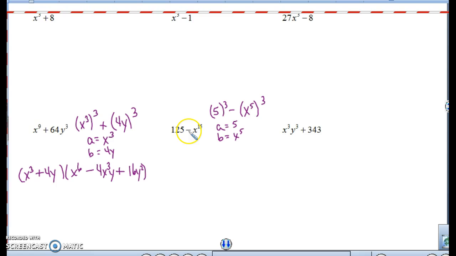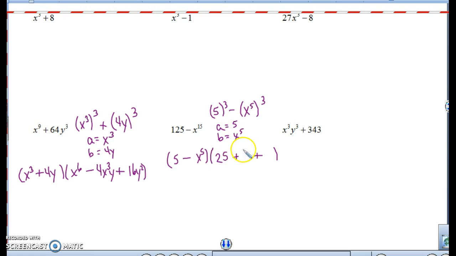All right, now this is a difference of cubes. Here's your bubbles. Big bubble, small bubble, big bubble. All right, and it's going to be same sign, opposite sign, always positive. Fill in your values. A minus B would be 5 minus x to the 5th, and yes, it has to be in that order because that's the way it's set up here. All right, and then A squared would be 25.